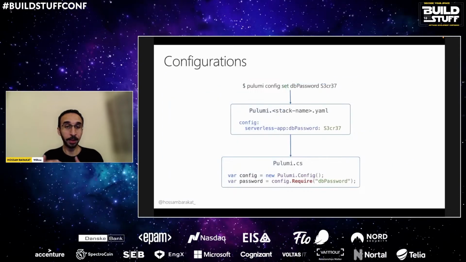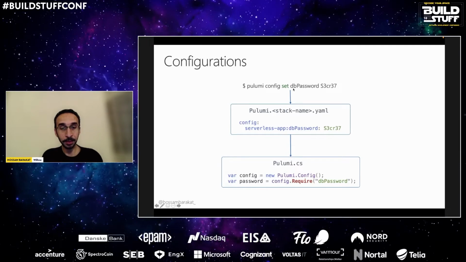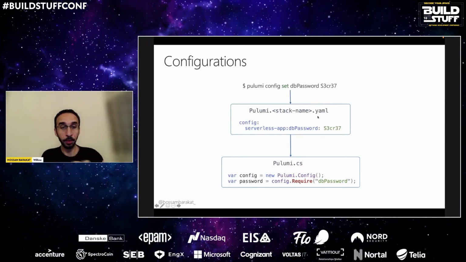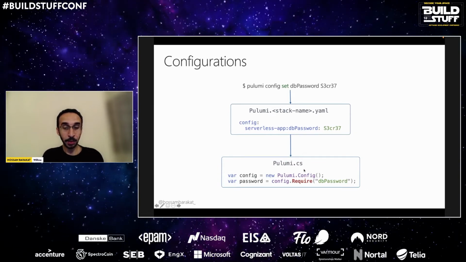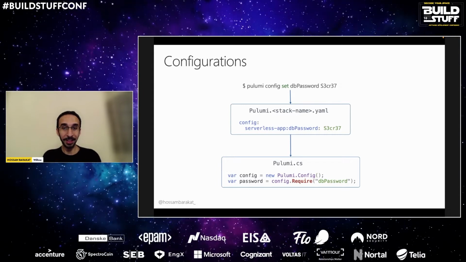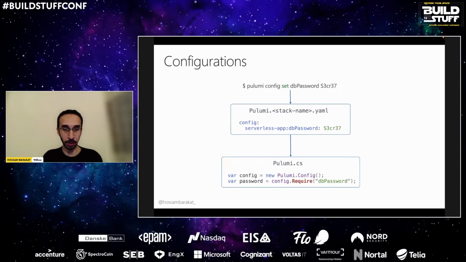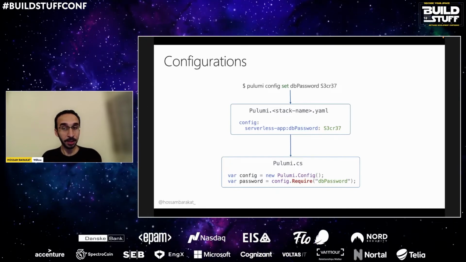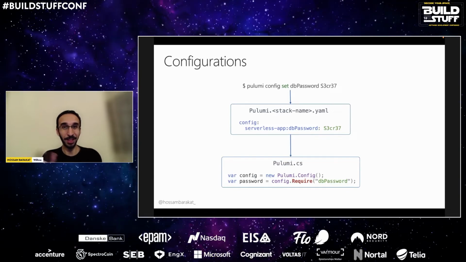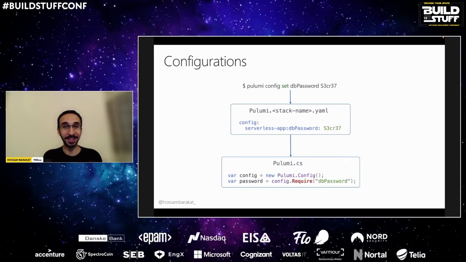I can add the configuration values to my config file using Pulumi config set, and then that will add the value to the config file for the stack. I can access those configurations using the Pulumi.config class. This will enable me to read those values from the code and use them with my Azure resources. If the values are sensitive, you can also pass an additional parameter to mark that value as sensitive. Usually we don't want to commit sensitive values in plain text in source code.